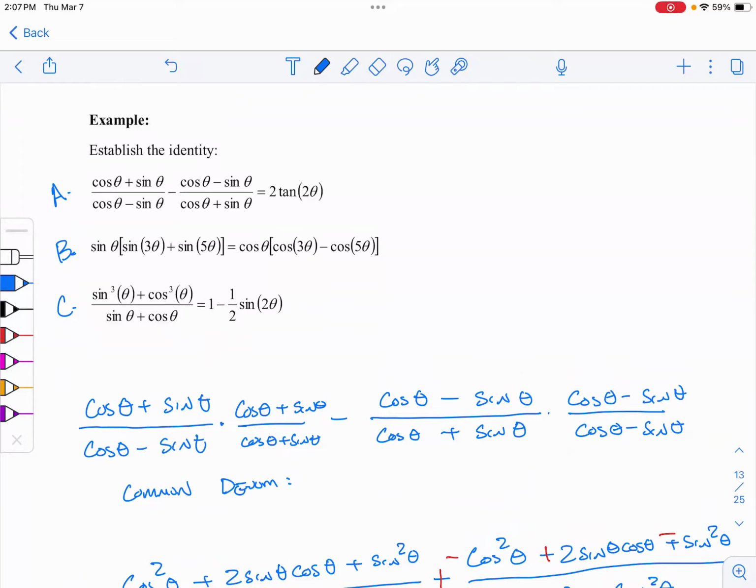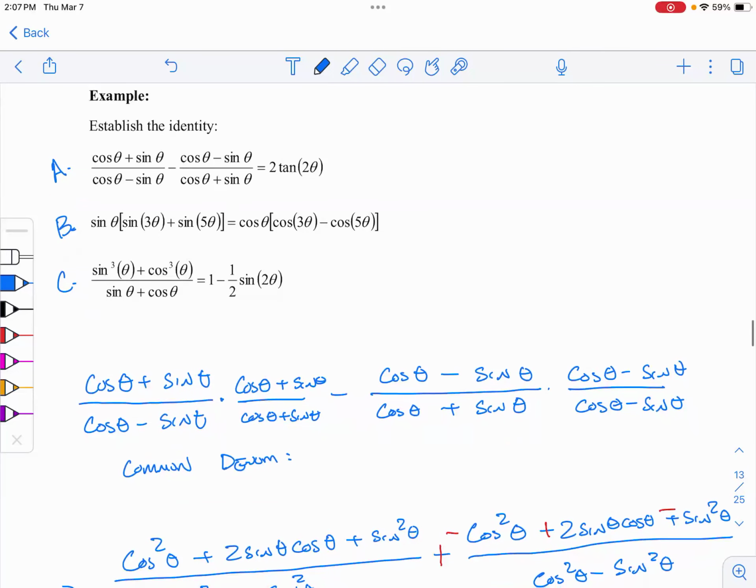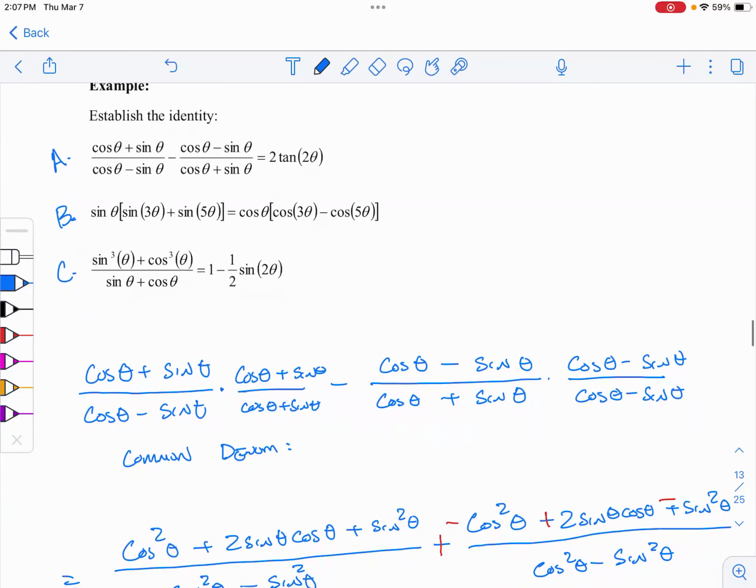Okay. All right, for part B here, I have sine of a bunch of stuff equals cosine of a bunch of stuff. Which side should we start on? Doesn't really matter, does it? No, it does not, because they're basically the same. All right, so let's just start on the left side. We like to go left to right. So sine theta, sine 3 theta, fine.